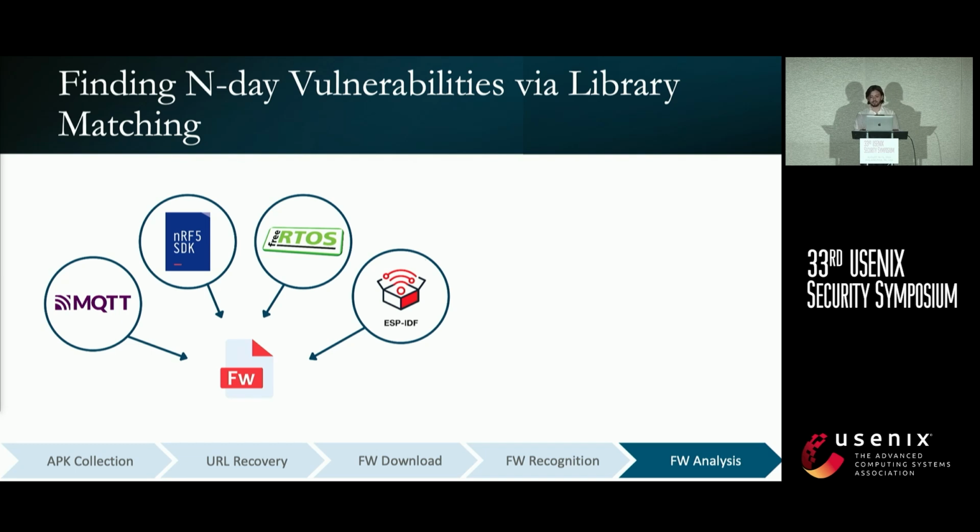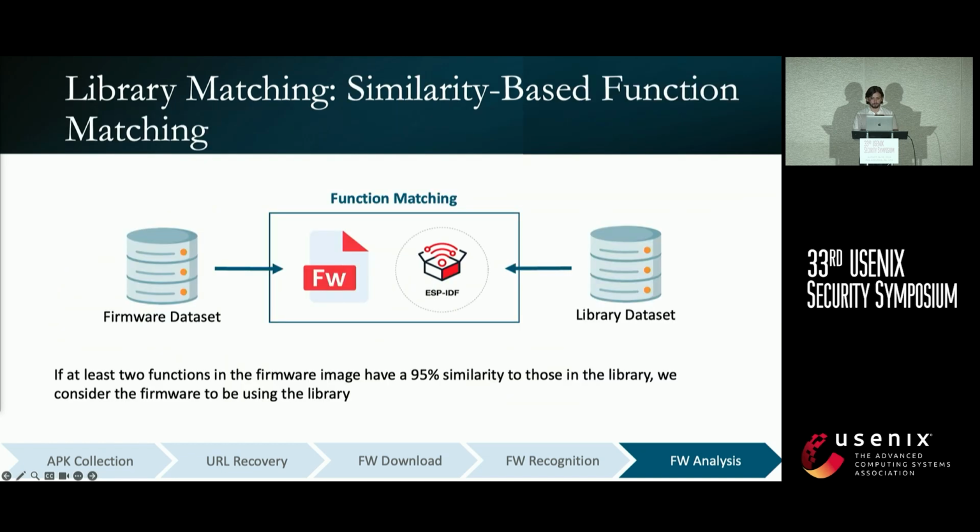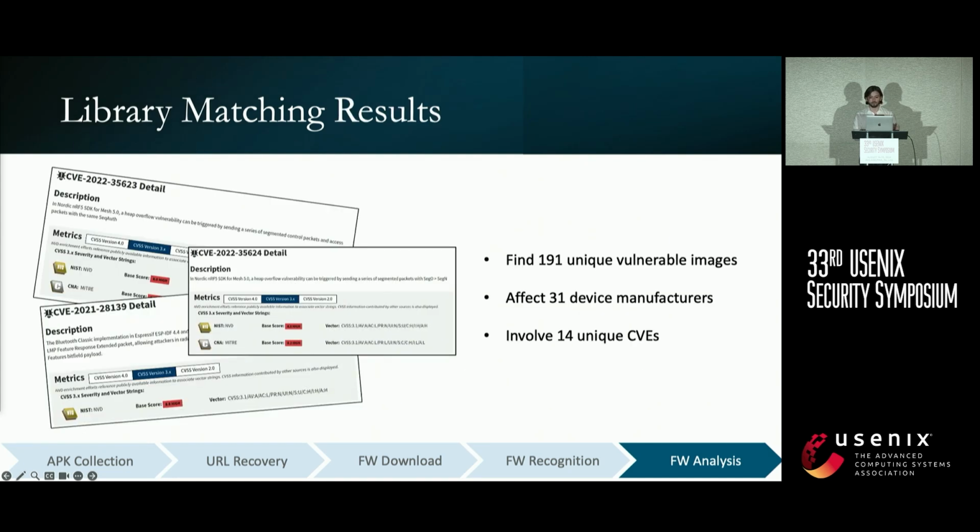To reduce time to market and streamline firmware development, it is common practice for device manufacturers to integrate open source middleware, RTOS libraries, and chip SDKs into a firmware stack. Uncovering these libraries used by a firmware image is important because if a library contains a vulnerability, the firmware image is likely to be vulnerable as well. Then we first compiled a dataset of libraries commonly used in bare metal IoT devices. To determine if an image uses a specific library, we first perform a function matching procedure. If we find at least two similar functions between an image and a library, we conclude that the image uses the library. With this method, we found that 191 images from 31 different device manufacturers are vulnerable to a total of 14 unique CVEs.